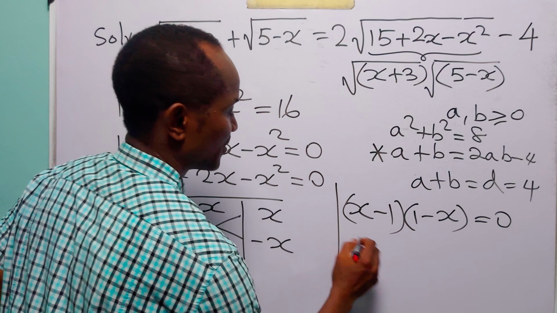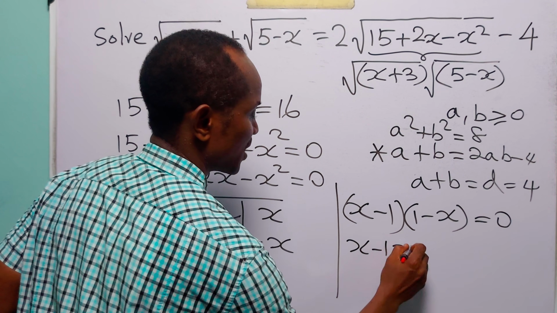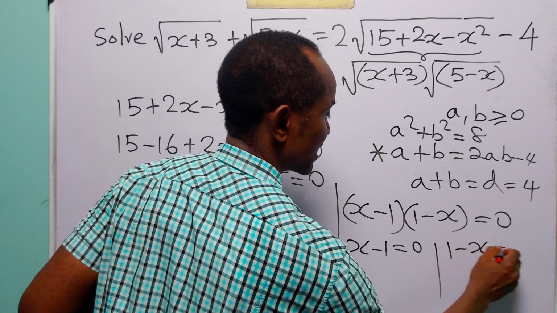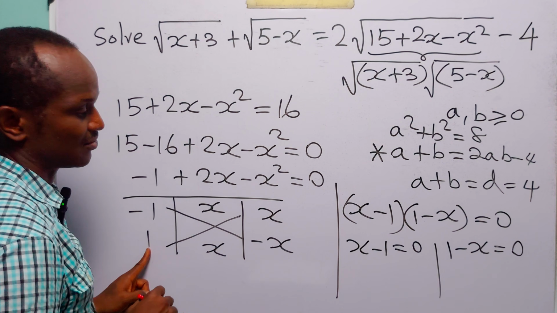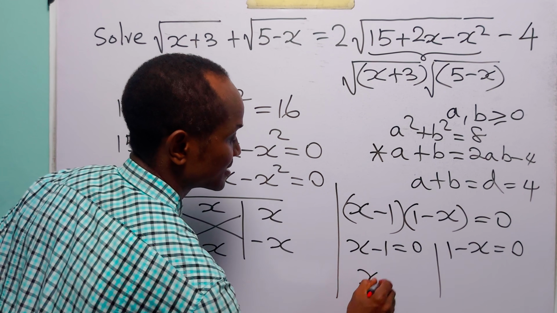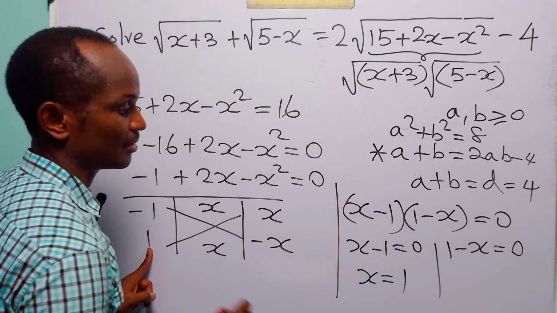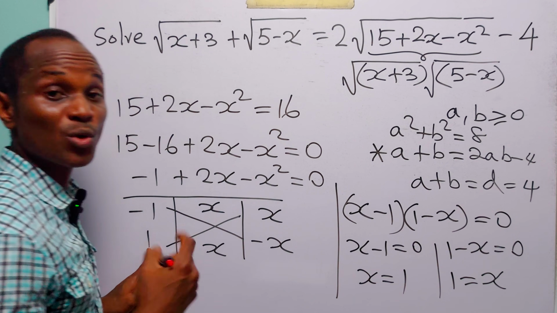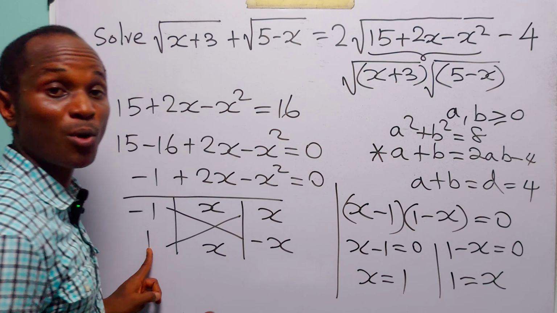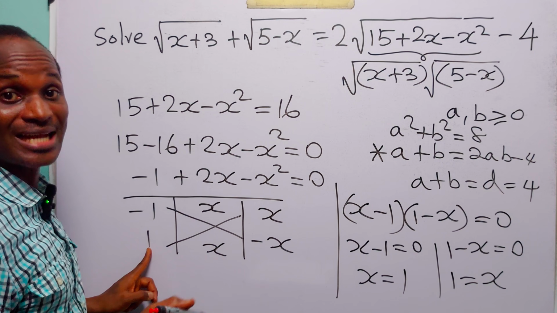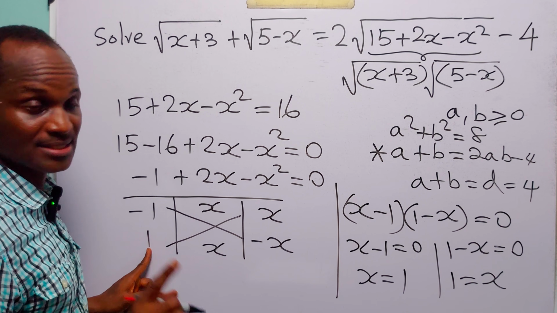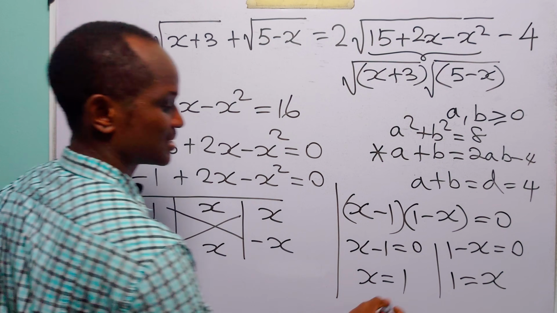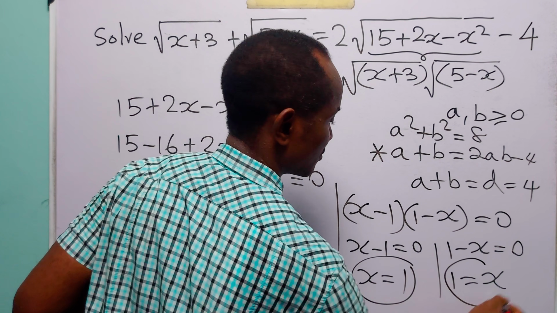Now, you know that from here we have that either x - 1 is equal to 0 or 1 - x is equal to 0. From here we have that x is equal to 1. And from here we have that 1 is equal to x. So in both cases, x is equal to 1. So that tells us that the only real value of x that satisfies this radical equation is x equal to 1.